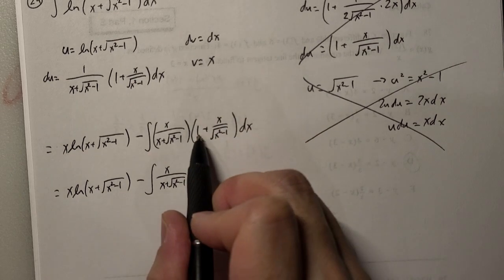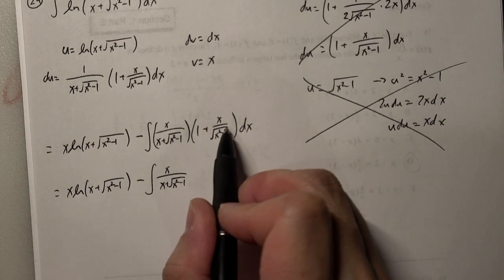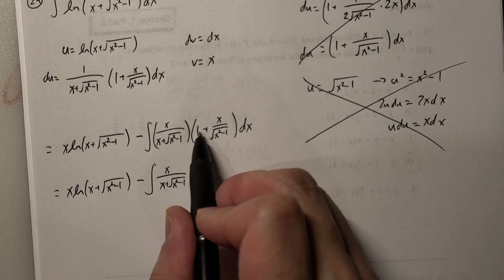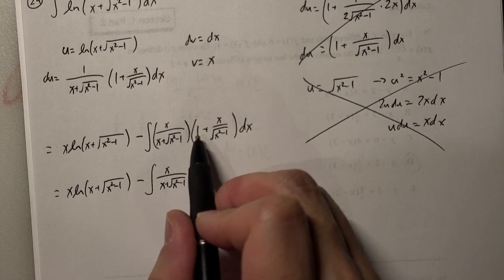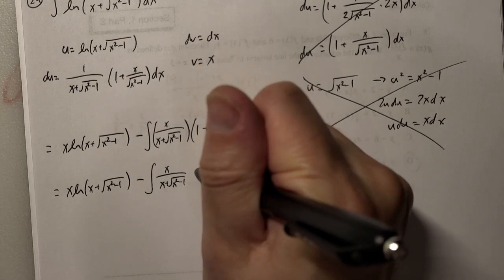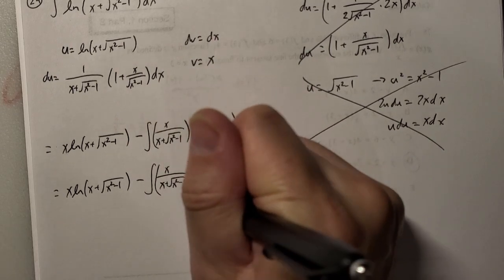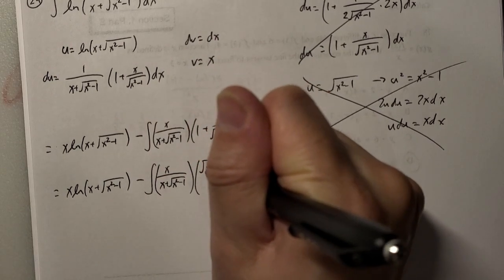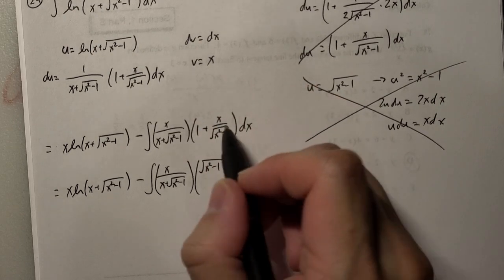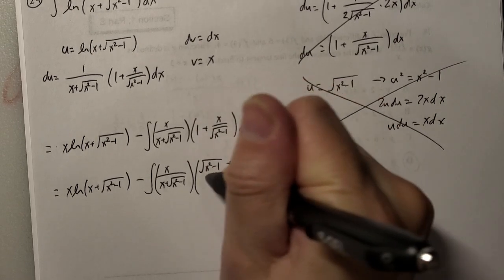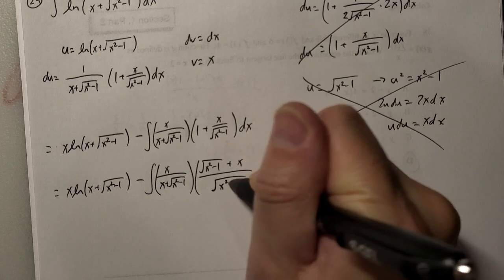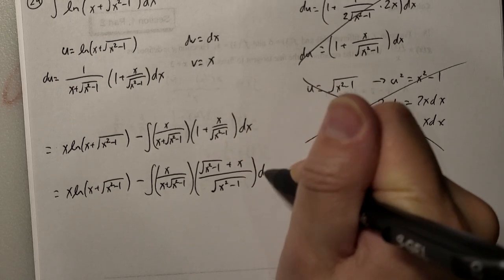So to combine this and this together, we need a common denominator. Here, for this 1, it's the same thing as square root of x squared minus 1 over square root of x squared minus 1. Okay, so it would be square root of x squared minus 1, and then we add it to this numerator, and then we have a common denominator, like this.